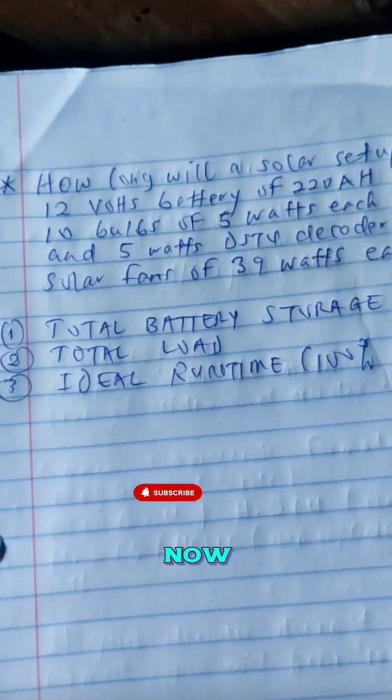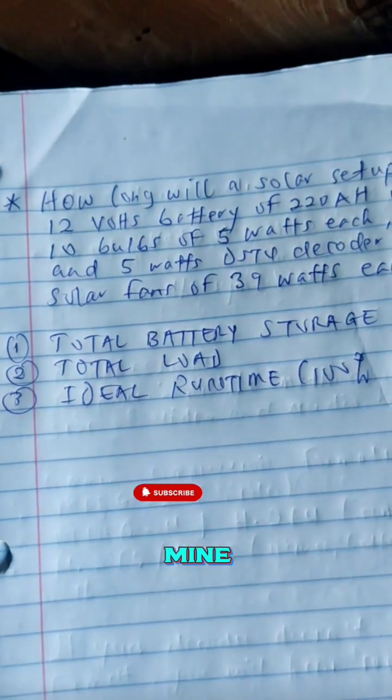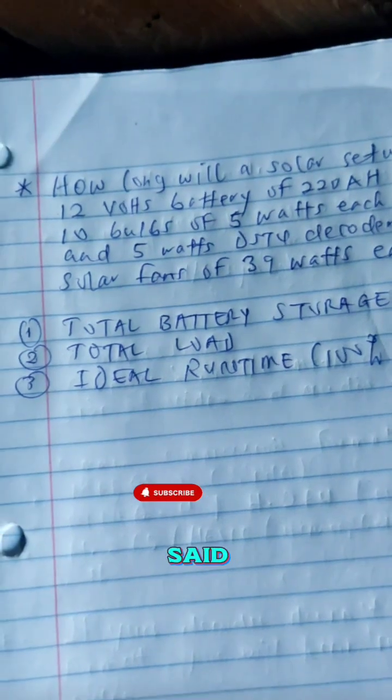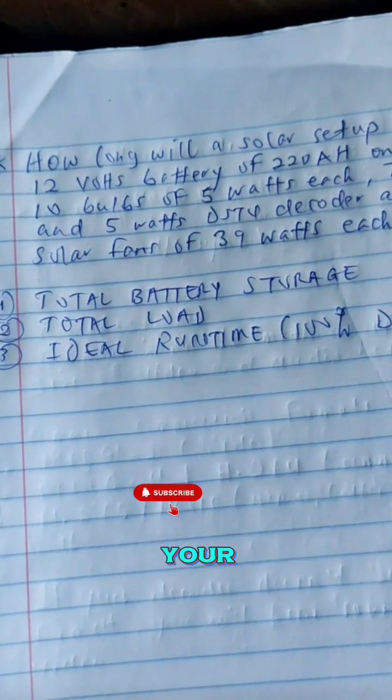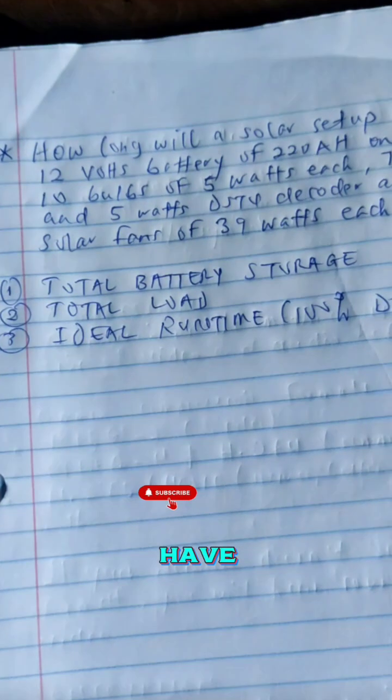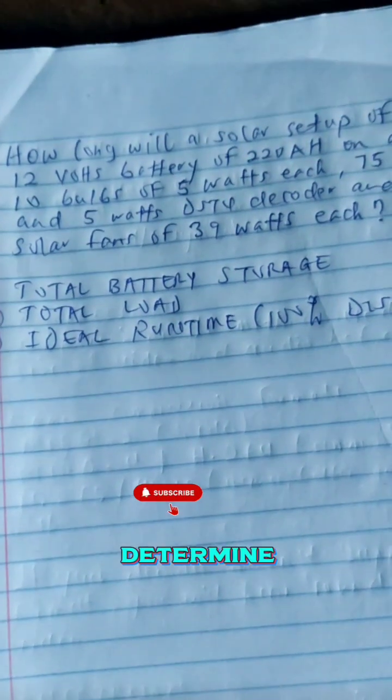Okay, so let's go to the calculation. Now this is the load before us. I'm using mine as an example. I have a 6 kilowatt. Like I said, don't worry about the kilowatt of your setup. What we are interested in is the battery you have and the load you have. That will determine how long your system will be available for you.